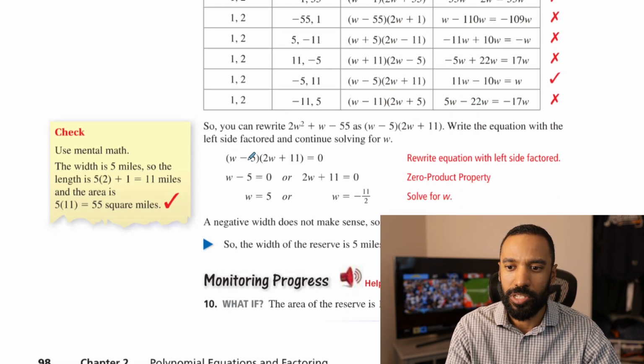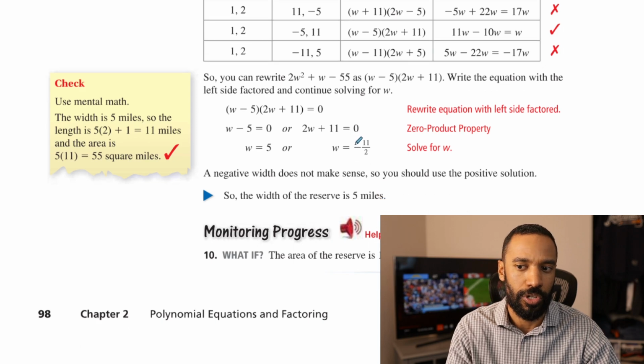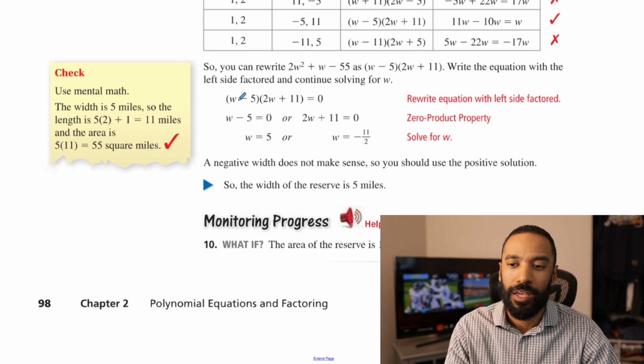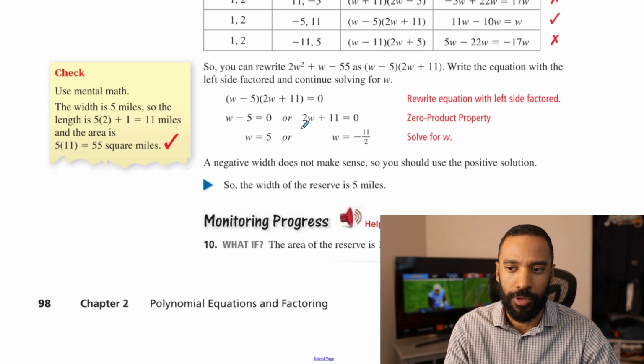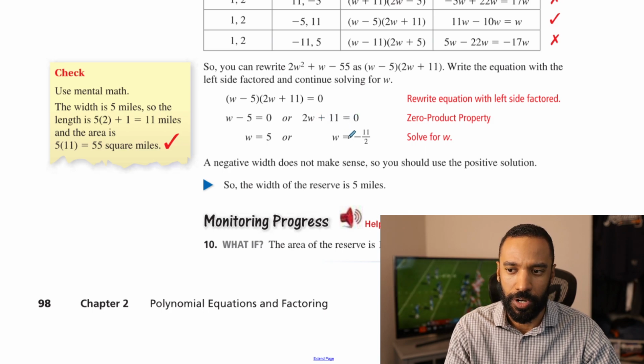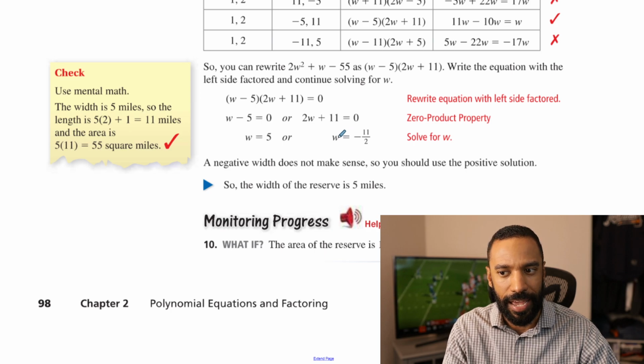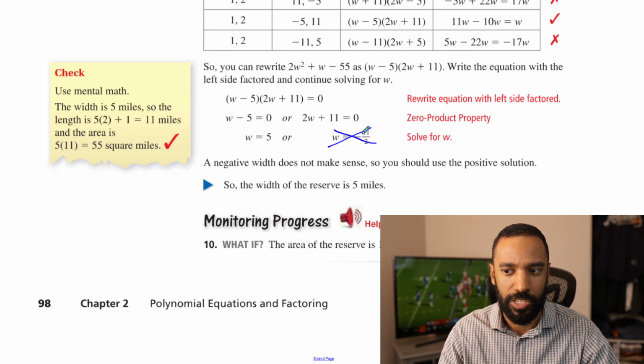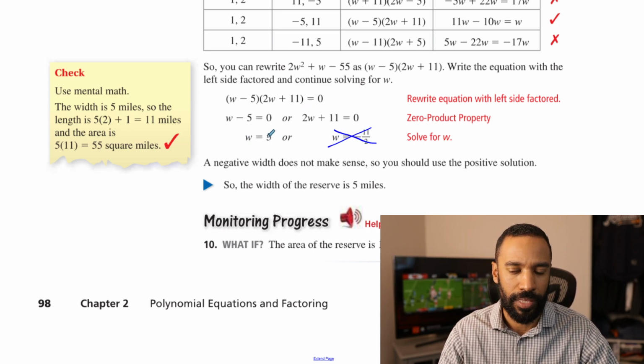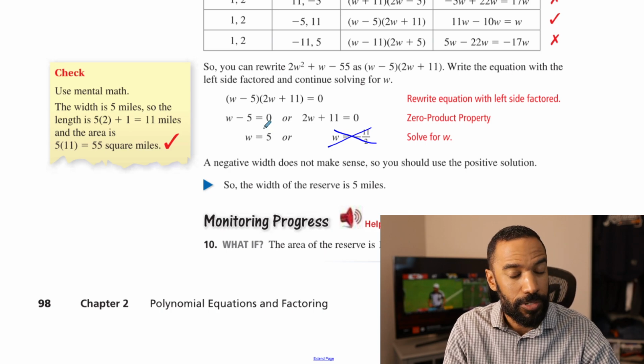When 2w plus 11 times w minus 5 equals 0, we use the zero product property. Remember that? So w minus 5 equals 0, or w equals 5, or 2w plus 11 equals 0, or w equals negative 11 over 2. Now, this is one of those cases where you can't have negative width. We only have to have positive width, so this answer doesn't apply. Only this does.